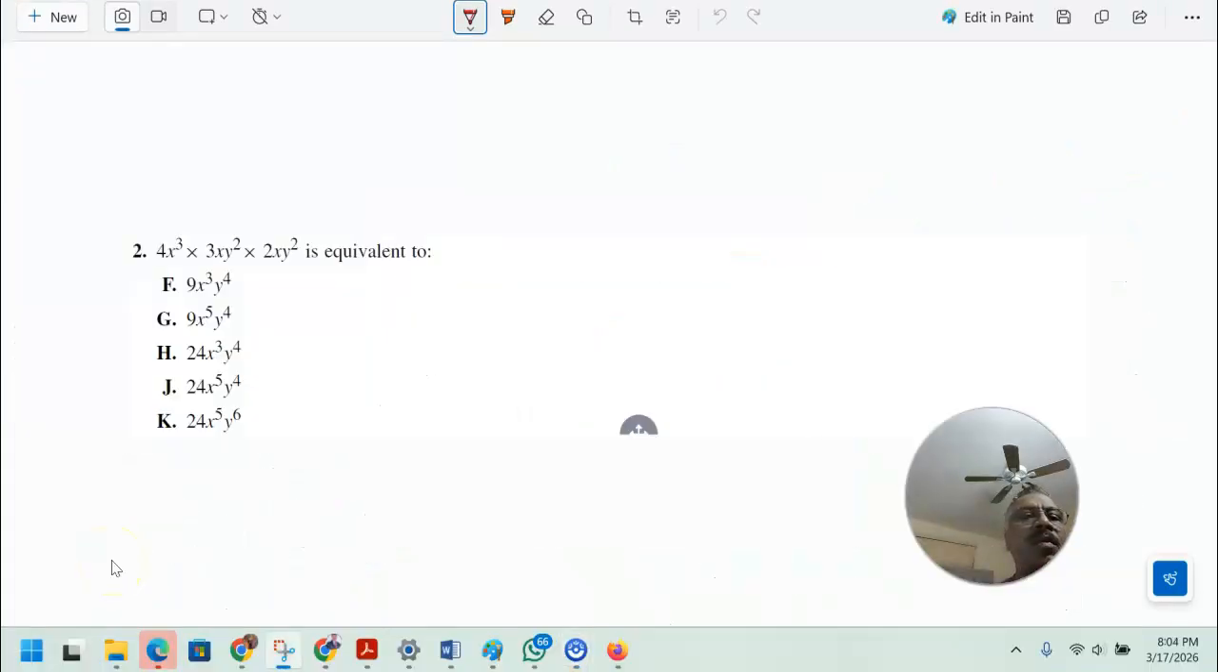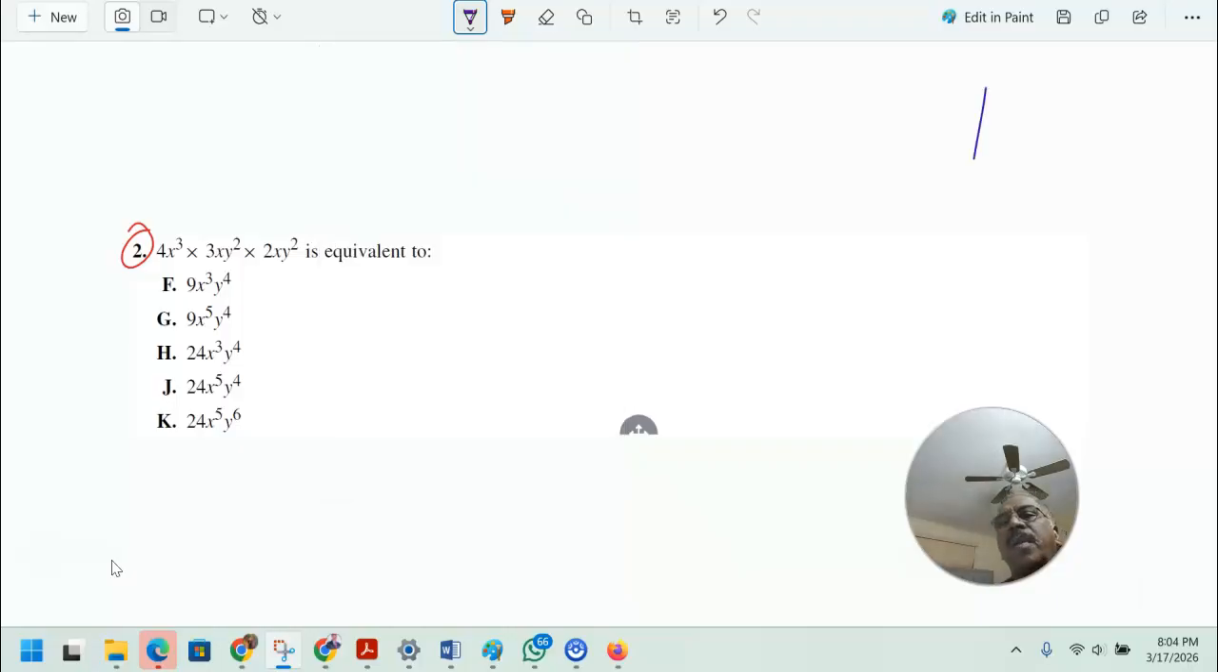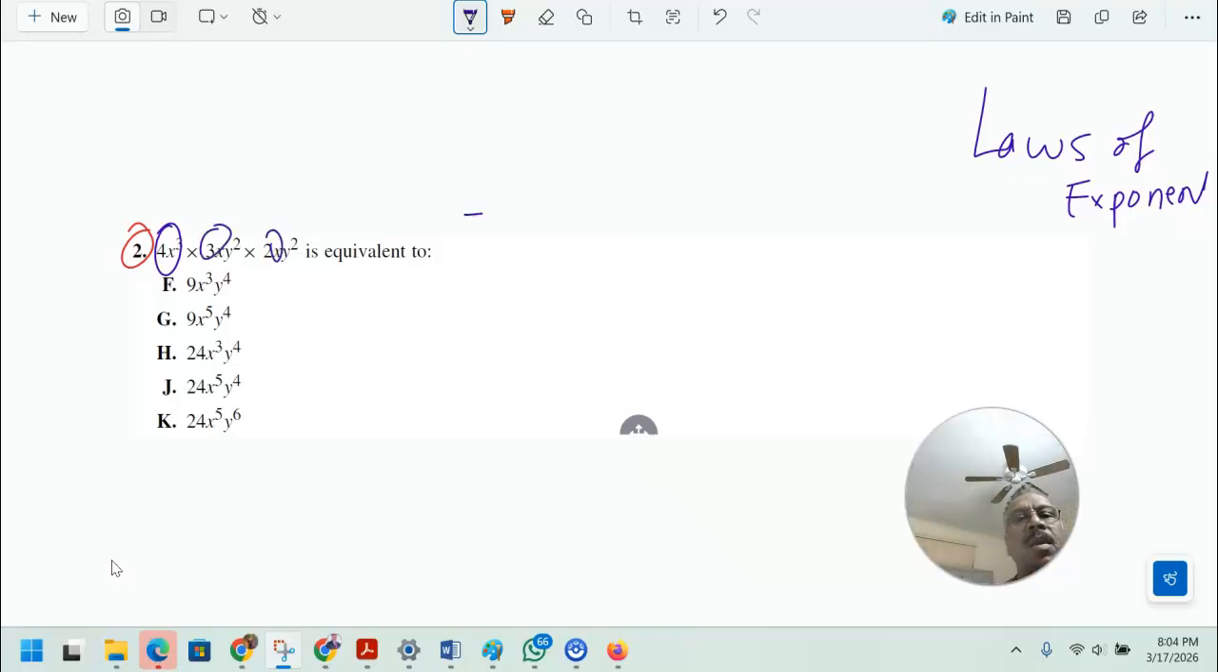So question two, some questions are really easy. All you do is laws of exponents. So you're using laws of exponents. Get all the numbers together, club the numbers together. And in this case, you can see 4, 3, and 2. So you can club them as 4 times 3 times 2. And then club all the x's together. So you have x cubed here.